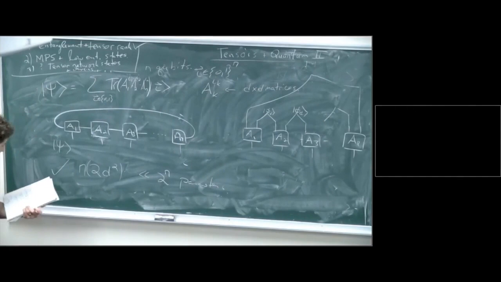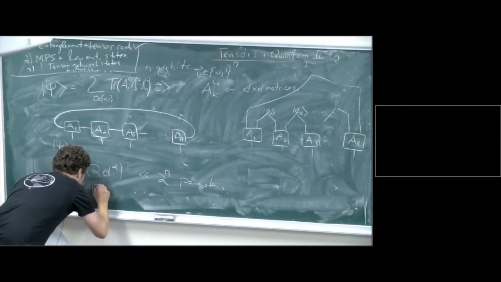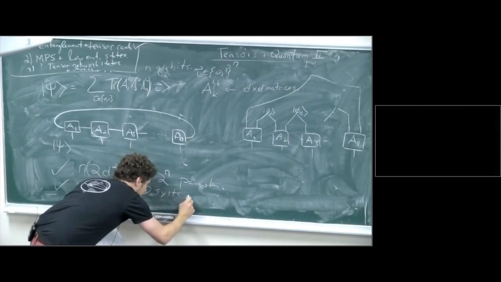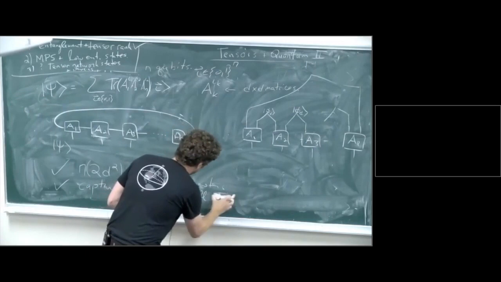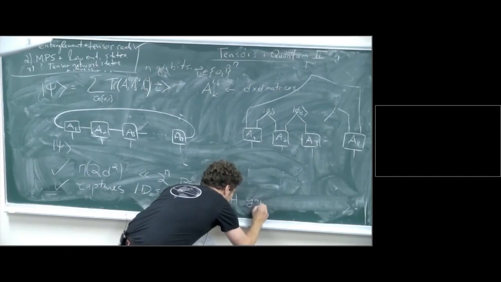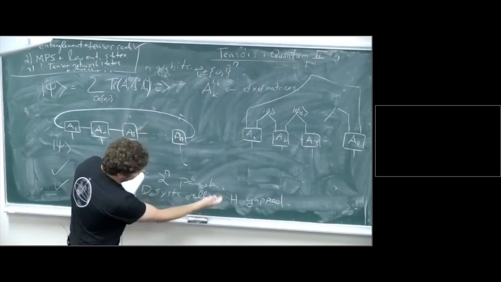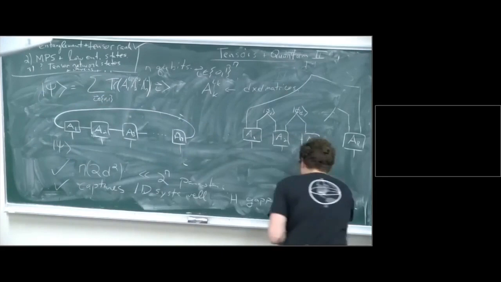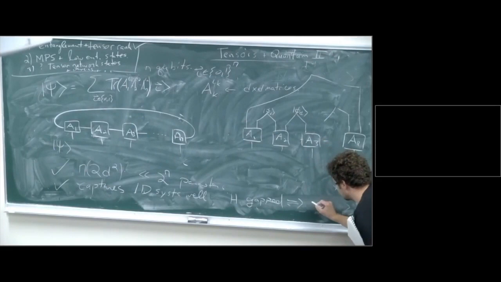The other thing that we like is it captures natural physics, captures 1D systems well. You see it's got a natural 1D structure. And in fact, you can show, though it's not easy, that if you have a Hamiltonian that's gapped, there's a ground state of the Hamiltonian, and then there's a gap until you get to the first excited state, that means that you can describe the ground state with a constant bond dimension. What's the bond dimension? It's just the dimension here.